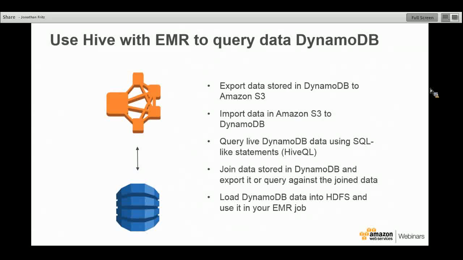EMR using Hive can query DynamoDB, so you can get a SQL query interface for DynamoDB, which is a NoSQL database service in AWS. We see customers doing a variety of things with it. You can use it to load data from S3 into Dynamo. You can back up Dynamo to S3. You can run an EMR query and join data living in Dynamo with whatever your EMR job is reading from other data sources as well. So it's a good hook into having more accessibility into your data that you're storing in Dynamo.